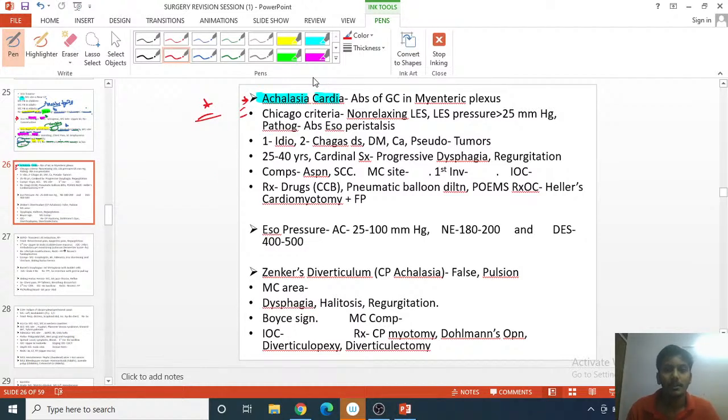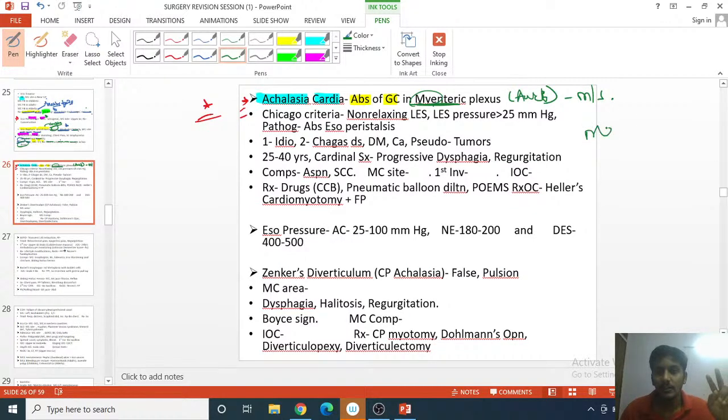So remember, in achalasia cardia, what will happen? There is absence of ganglion cells in which plexus? There are two nerve plexuses as we know in the GIT, right? First is your myenteric nerve plexus, also known as Auerbach's nerve plexus. Myenteric means where will it be? In the muscle, right? And second is your Meissner's nerve plexus, which is located in your submucosa, right? So in this myenteric or muscular nerve plexus, ganglion cells will be absent, okay? And that leads to a constant spasm.